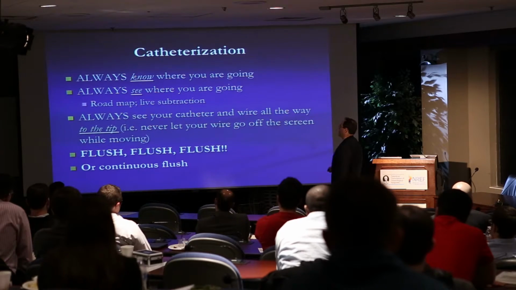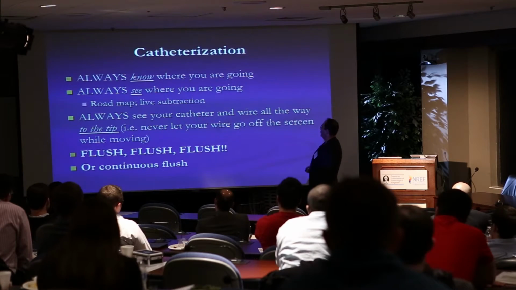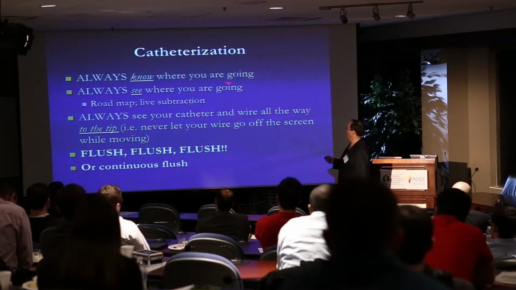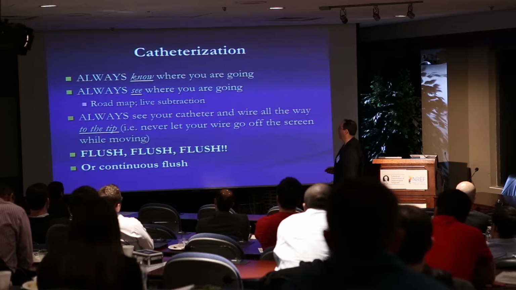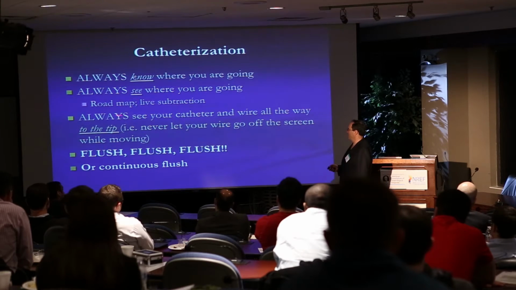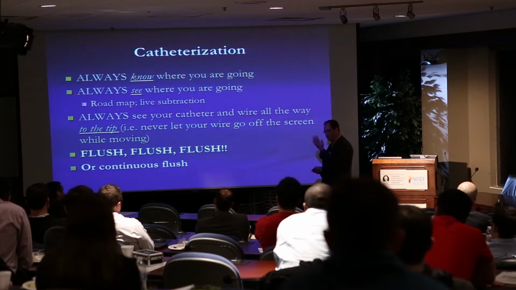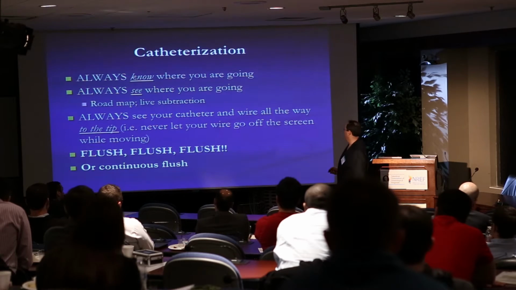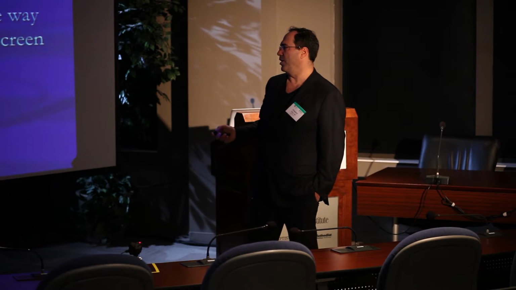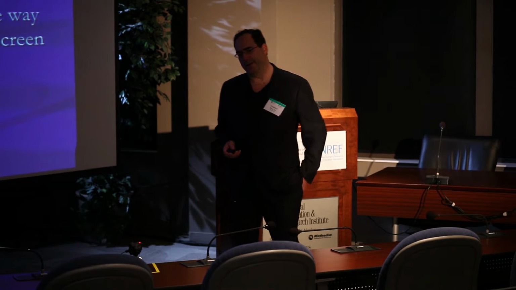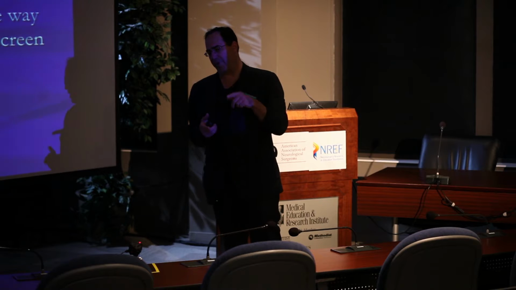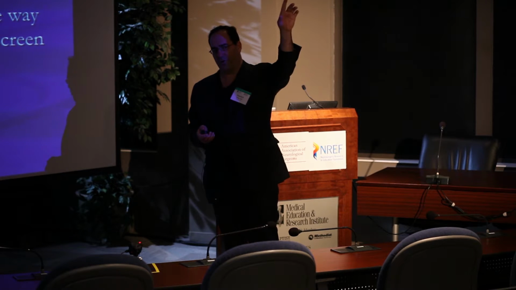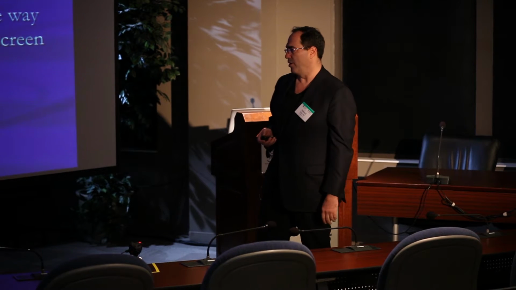So, catheterization. These are some slides put together by Tibor. Always know where you're going. Have an idea of where you're trying to be. You can use the roadmap and live subtraction, but give puffs of contrast to see what's ahead of you. And you always want to see the tip of your wire. You put your wire up and you're sliding, and if you're not looking at that point, either have your partner watch or you have to be cognizant of where your wire is.